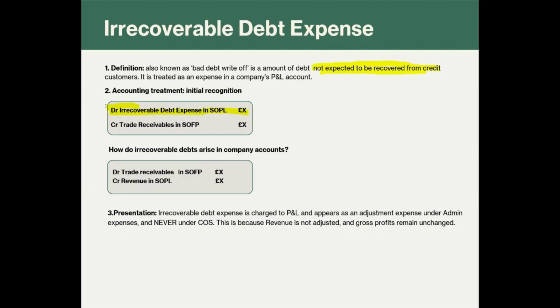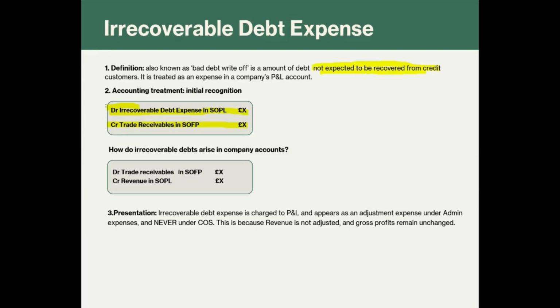When preparing the statement of profit or loss, adjustments for bad debts should always be made to administrative expenses, never to cost of sales. We then credit the trade receivables account in the Statement of Financial Position to create the balancing entry. By crediting trade receivables, we reduce the amount the business originally expected to receive from the customer by the value of the debt being written off.